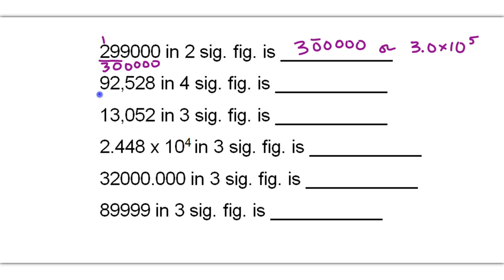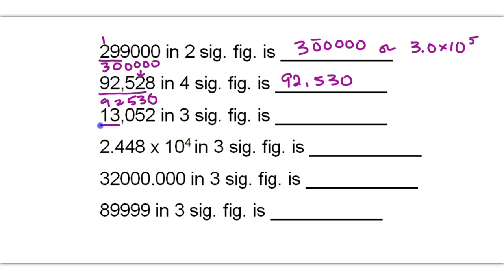I need 4 sig figs here. Do we round the 2 up or keep it a 2? Based on that 8, we round it up. So we're going to have 92,530. Because remember, we're going to make this a 0. This rounds up to a 3, and then I'll keep all the rest of the numbers that are in front. That'll have 4 sig figs for the final answer.